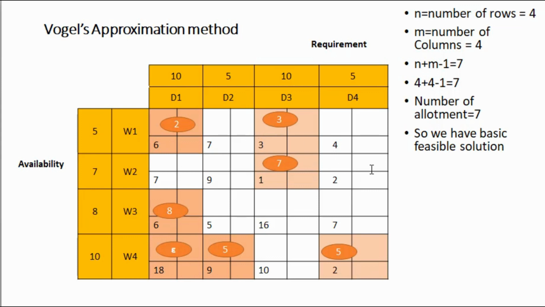Now if you see here, we have got 4 rows and 4 columns. So if you take n plus m minus 1, we have 4 plus 4 minus 1 equal to 7. And if you look at the number of cells allotted here, it is also 7. That means to say that we have a basic feasible solution. Now with this basic feasible solution obtained by Vogel's approximation method, we go for the next, the UV method.